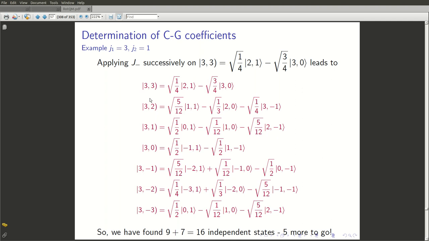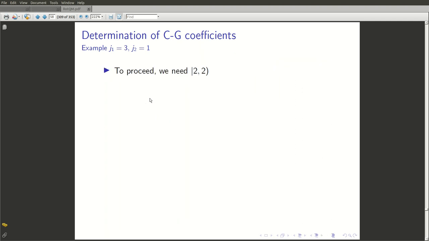And you can easily check that this works no matter what J1 and J2 you use. So now of course we need 2,2. How do we get 2,2? Well, we get 2,2 by linearly combining 1,1. Remember, these are M1, M2 values.